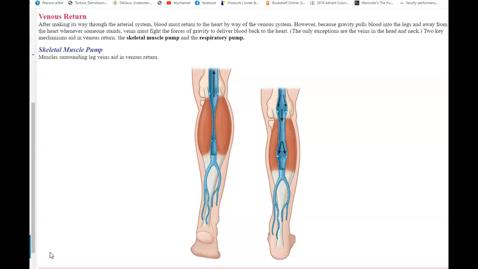The respiratory muscle pump has to do with the fact that as you breathe, which we'll talk more about in Unit 18, your chest volume increases, and that creates a low pressure, which also helps draw your blood up to your heart again. So the respiratory pump is the moving of the chest cavity. The skeletal pump is the moving of the skeletal muscles, usually in your arms and legs.